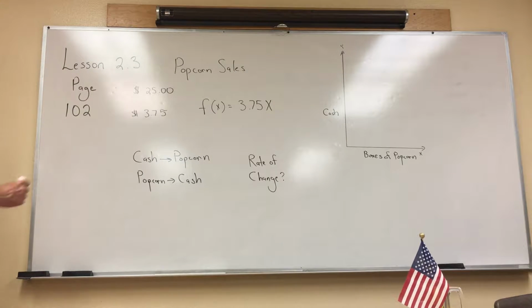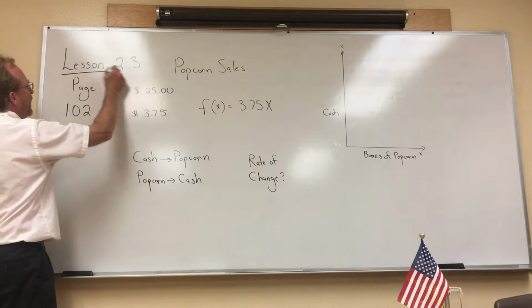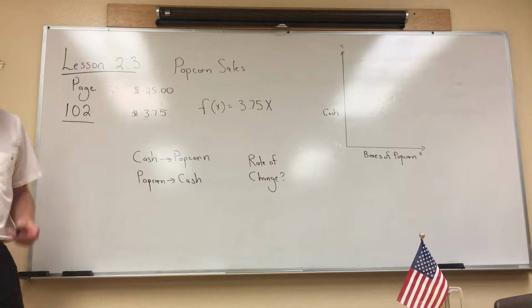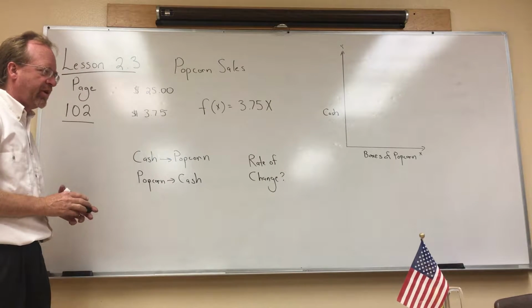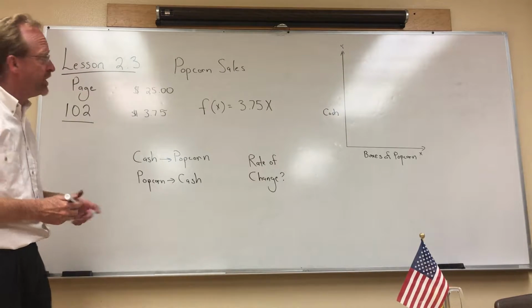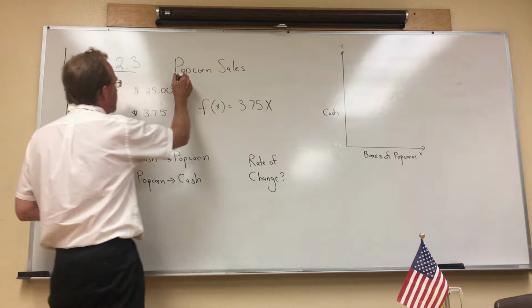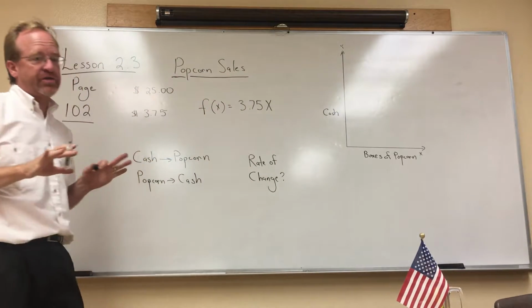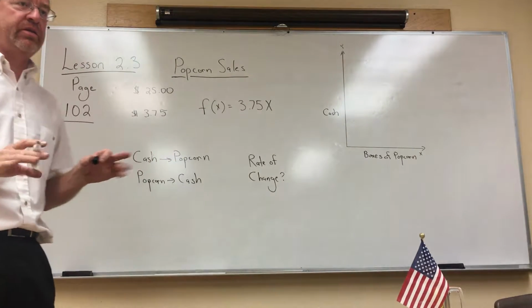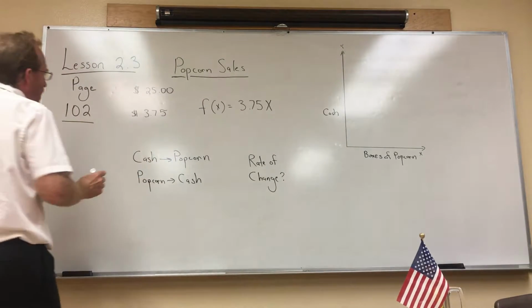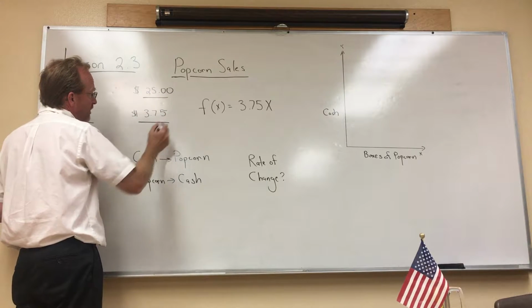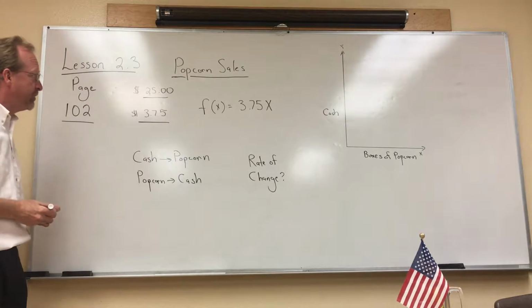All right, so we're on lesson 2.3 and we're on page 102. On that page, they set up a scenario where you have kids selling popcorn, okay? And each child starts off with $25. Now, that's just because everybody's getting 25 bucks, all right? On top of that, for every box of popcorn they sell, they'll get $3.75, okay?